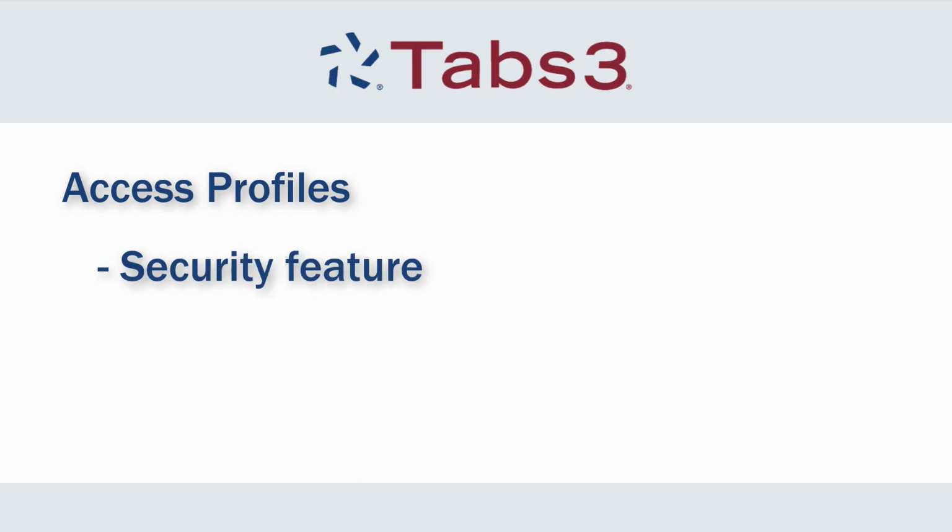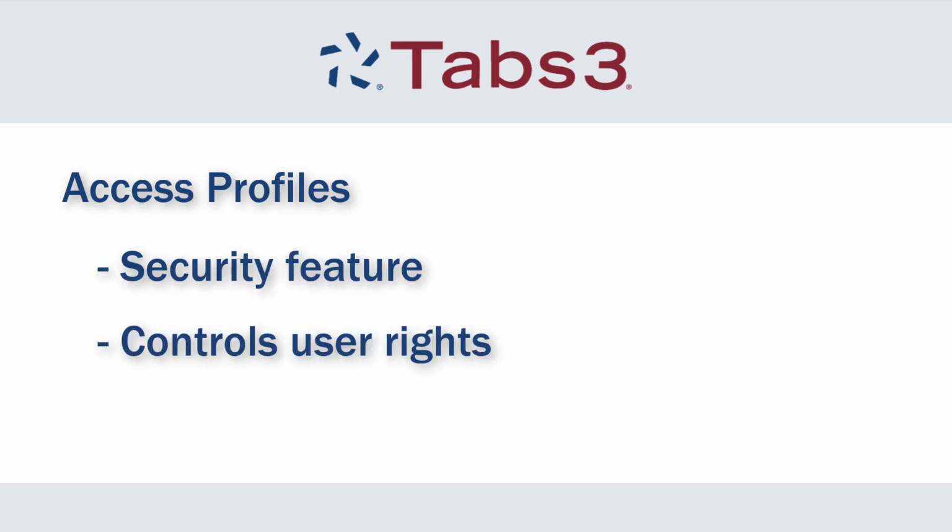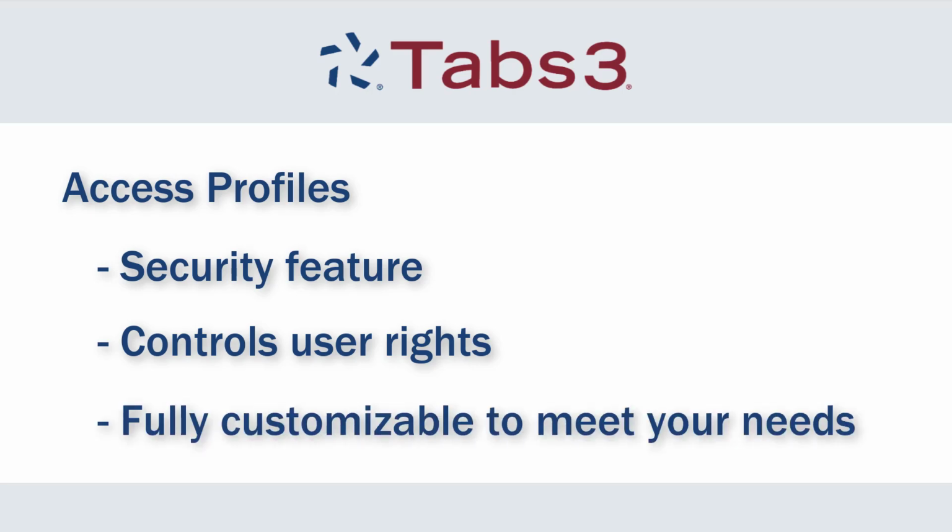Today we're going to take a look at Access Profiles, a helpful security feature that controls what functions each user has access to in the software. For this video, we're going to work through creating a new Access Profile that limits a user to certain Tabs 3 billing functions. However, Access Profiles can be customized to fit your firm's needs.